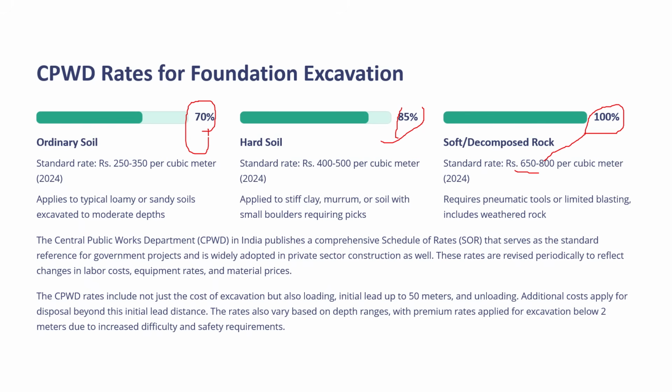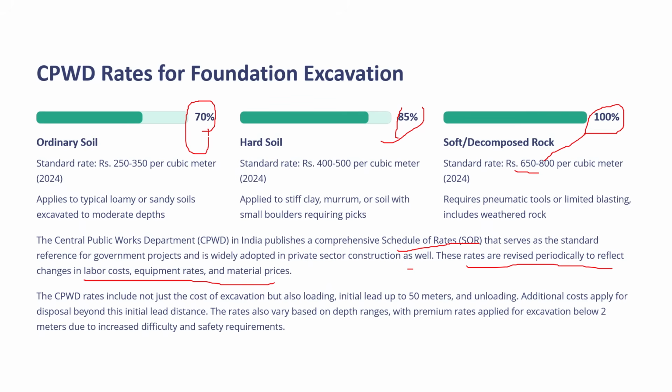The Central Public Works Department has published a comprehensive schedule of rates that serve as a standard reference for government projects and is widely adopted by private sector construction as well. These rates are revised periodically to reflect changes in labor cost, equipment rates, and material prices.